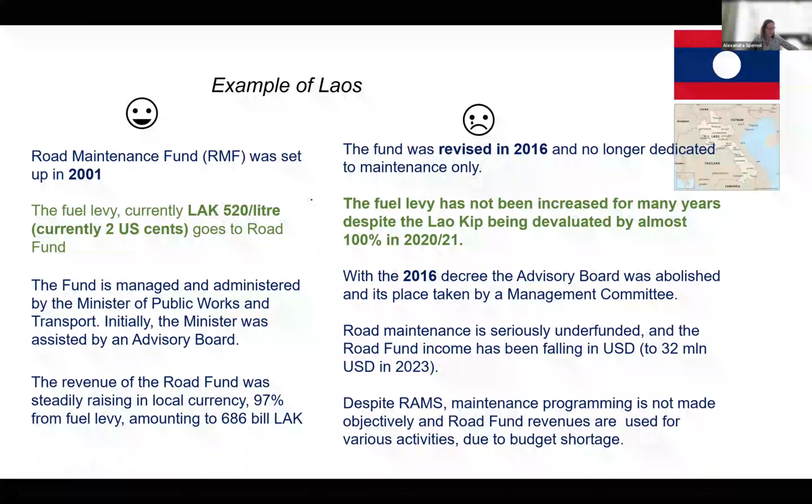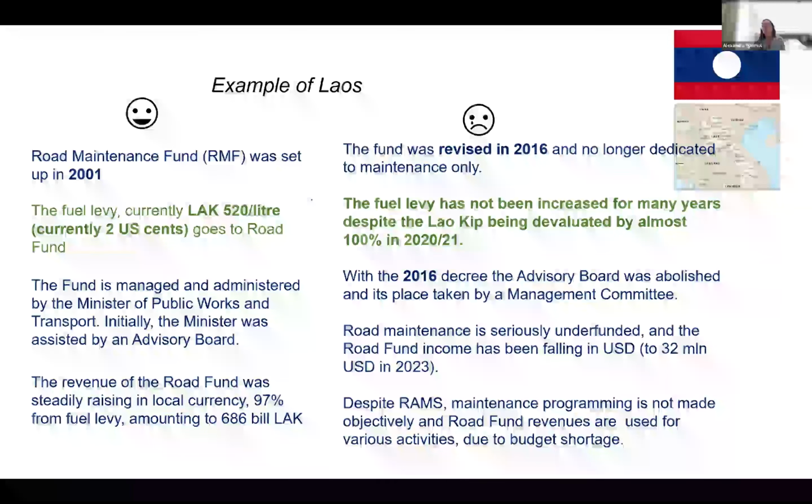For Laos, which is the last example, Laos has had a road fund functioning for 20 years. The road fund was a little bit, let's say, restructured in 2016 and was also renamed, and its structure changed from a road maintenance fund to a road fund, which means that initially it was with its earmarked revenues dedicated to road maintenance, and now it is dedicated to the road sector generally.